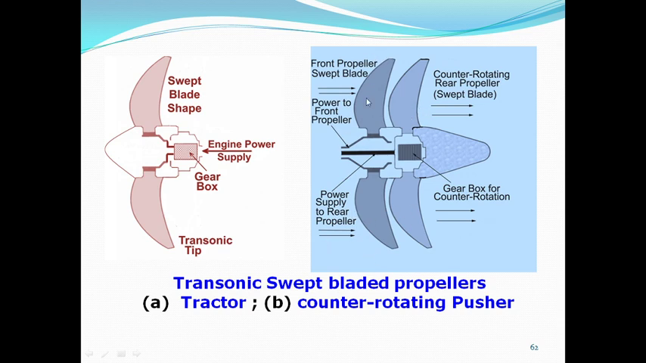The second propeller is behind the first one, but as the name says, counter rotating: if one is rotating clockwise, the next one will rotate in the opposite direction. That has some benefits, but while designing the propeller, the fundamentals are the same.